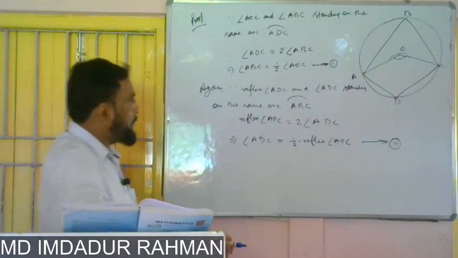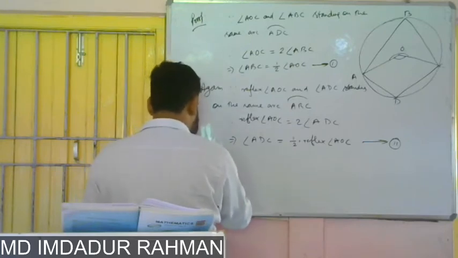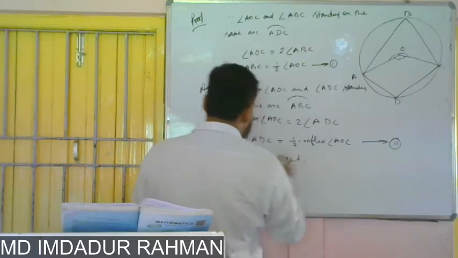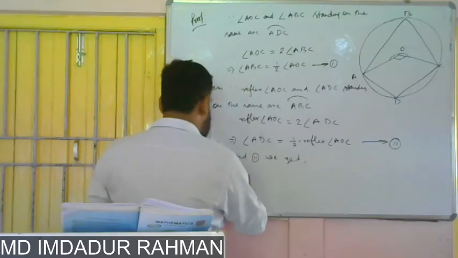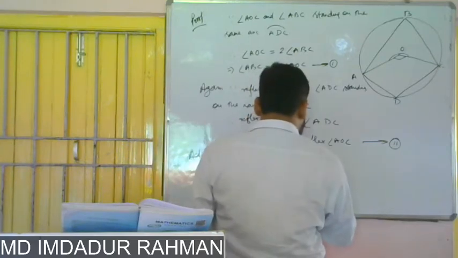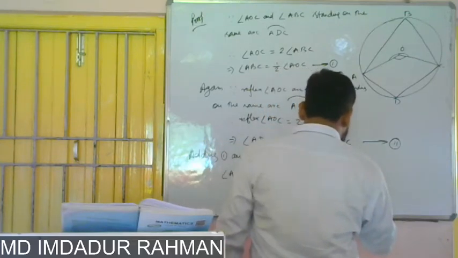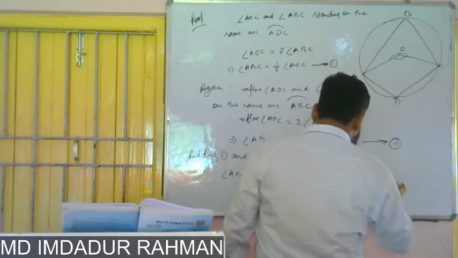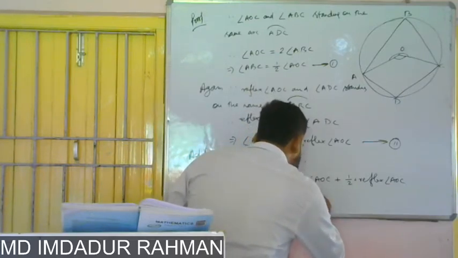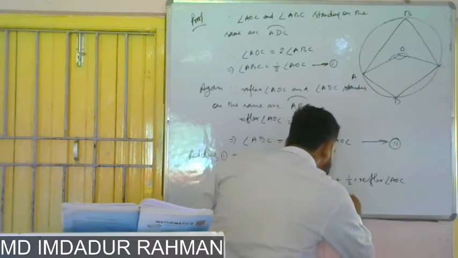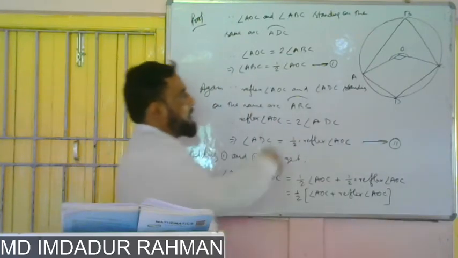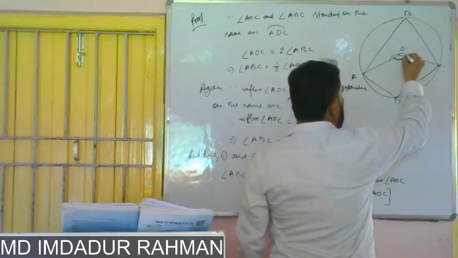Now if we add 1 and 2, what will we get? Adding 1 and 2, we get angle ABC plus angle ADC is equal to half of angle AOC plus half into reflex angle AOC. Now take common half: angle AOC plus reflex angle AOC.